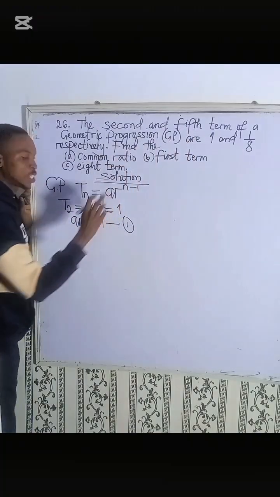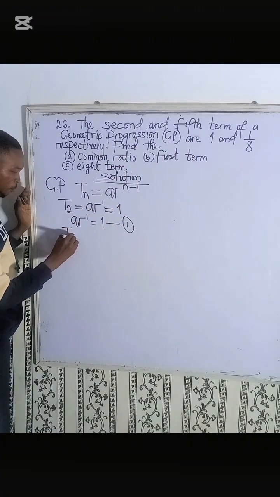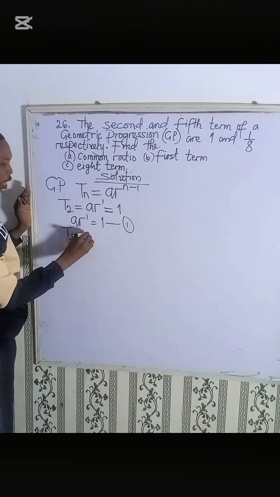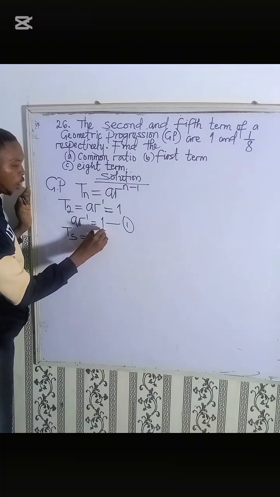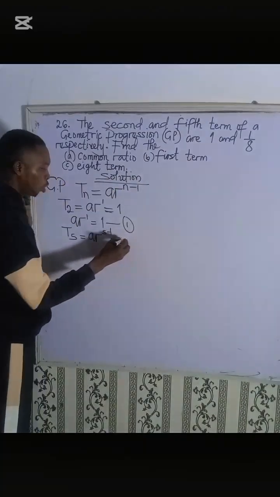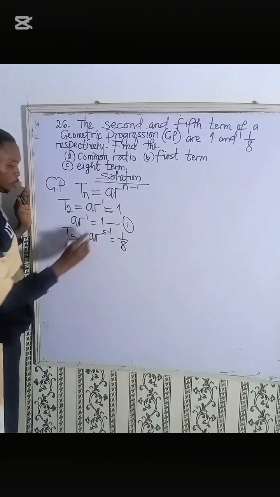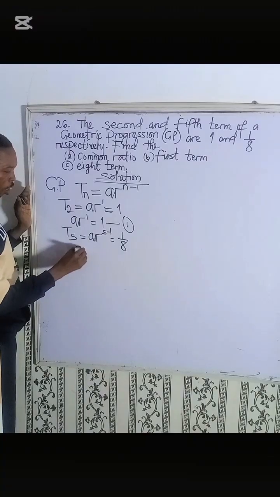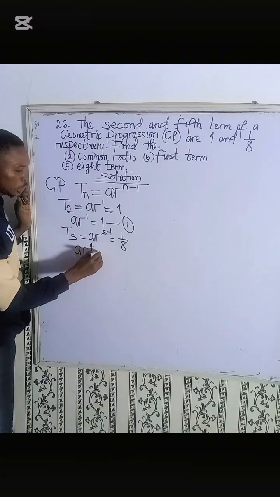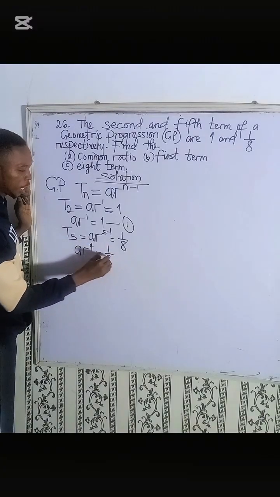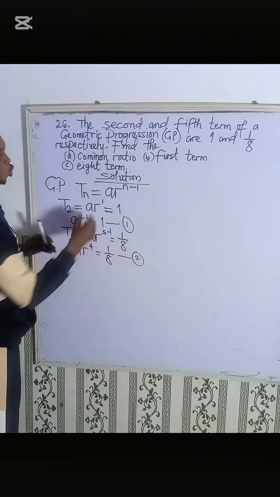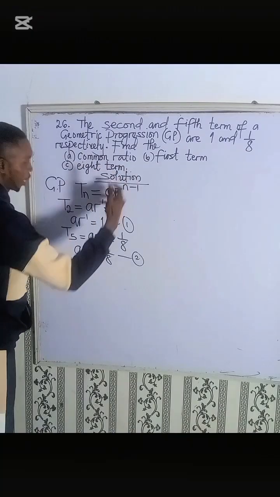And the fifth term, that is T5. Anyway, you see n, you change it to 5. That's ar to the power of 5 minus 1. And that T5 is what? 1 divided by 8. So by solving, you have ar to the power of 5 minus 1, which gives 4, equal to 1 divided by 8. This will become equation 2. So we have to find the common ratio, first term and eighth term.